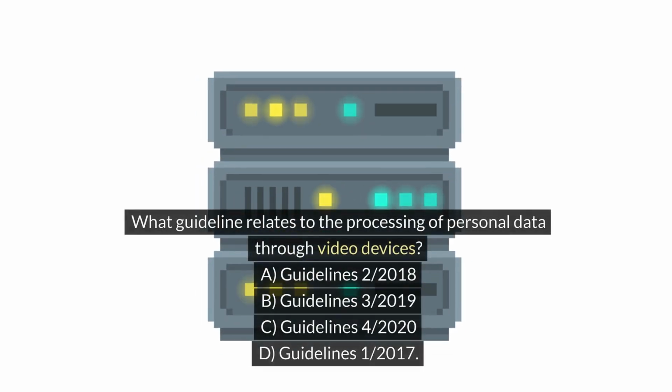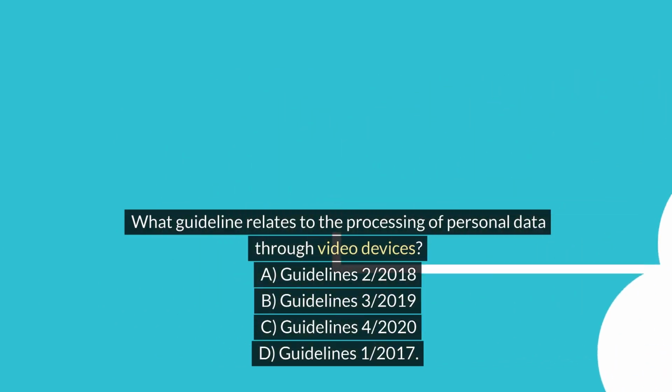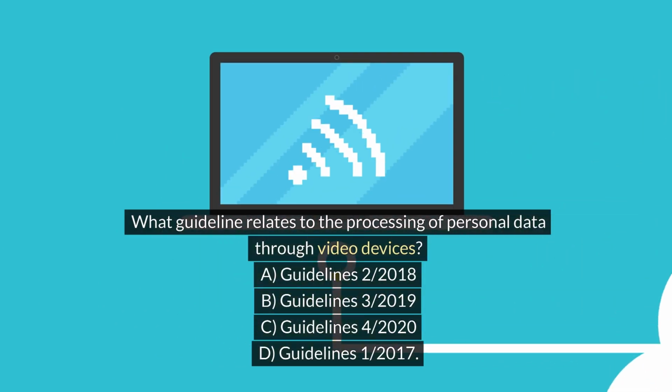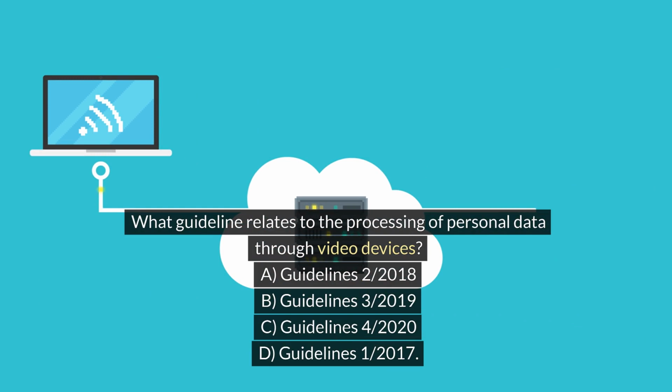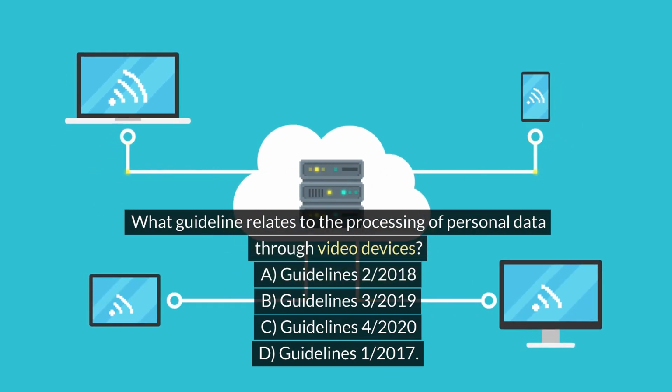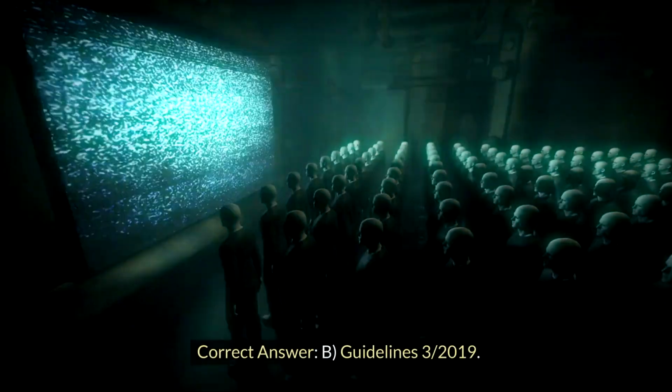What guideline relates to the processing of personal data through video devices? A. Guidelines 2/2018. B. Guidelines 3/2019. C. Guidelines 4/2020. D. Guidelines 1/2017. Correct answer: B. Guidelines 3/2019.